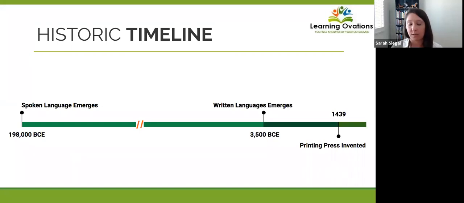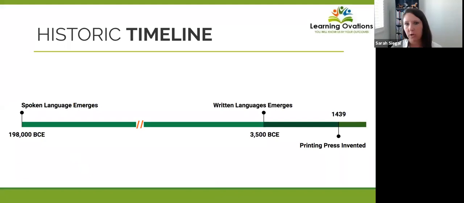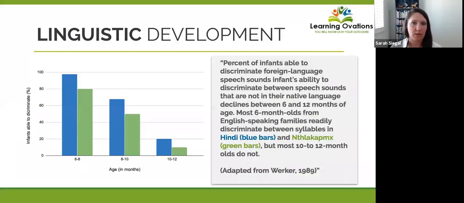And it actually wasn't until the printing press was invented in 1439 that written language was actually available to the public. And so you can just see, thinking about it from a historical perspective, there's a much different impact that understanding verbal communication and learning to read has played based on this timeline. But the other way we can think about this is just in individual child development. And so the big takeaway here is that language is an innate skill that's learned through exposure.